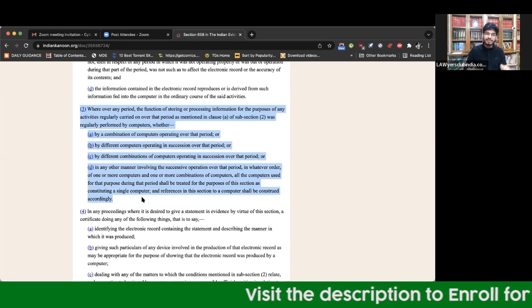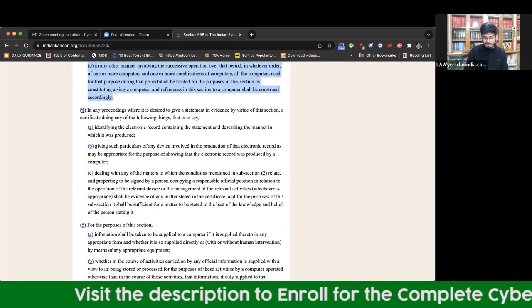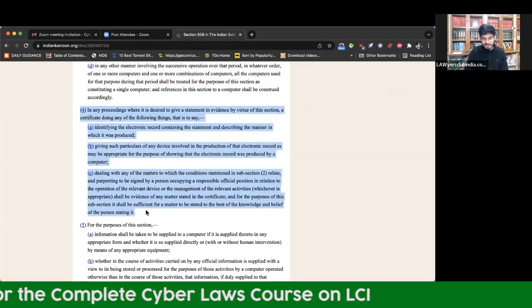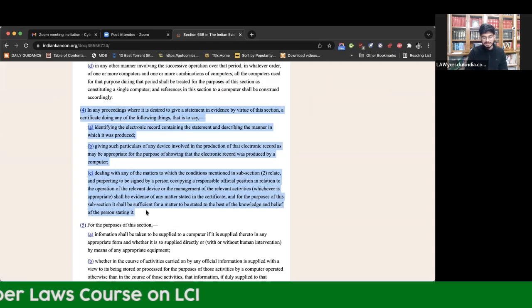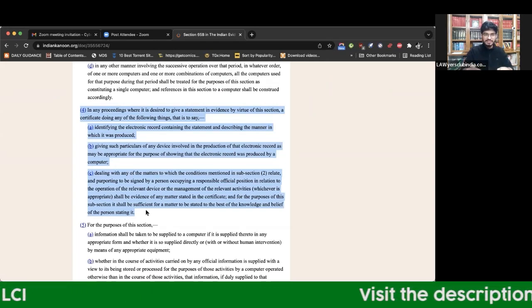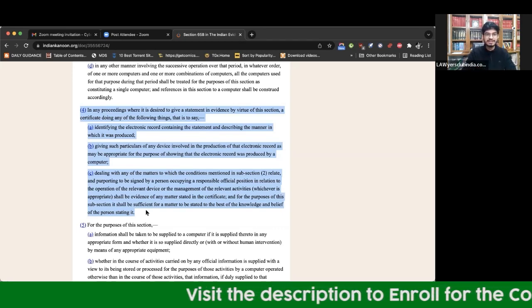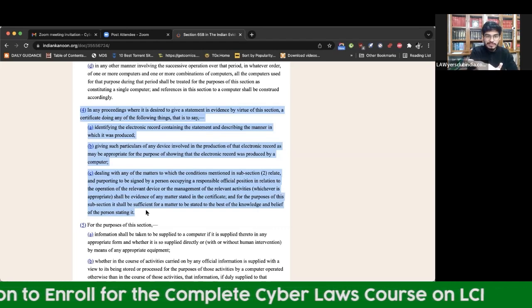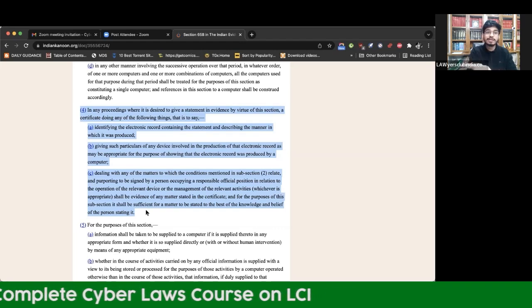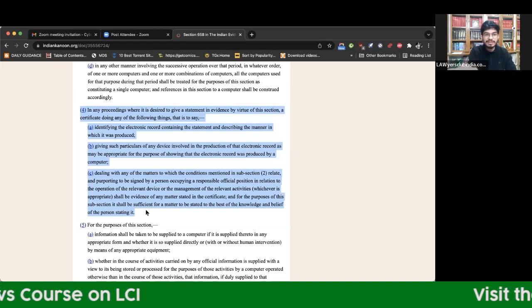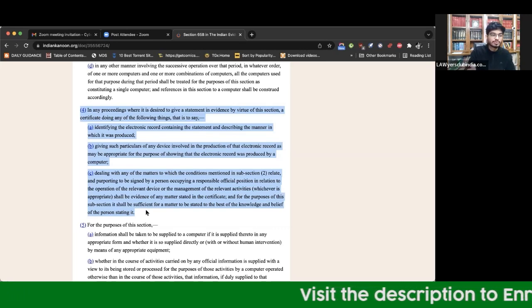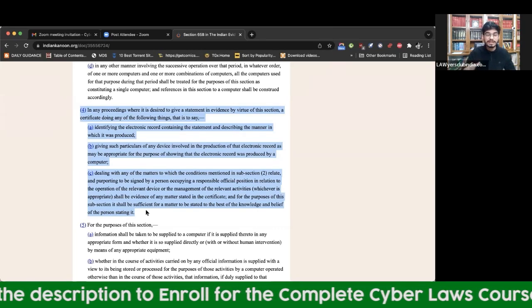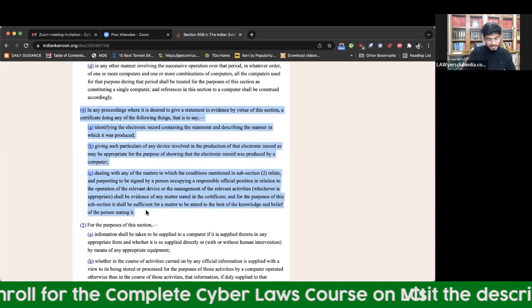Now we come to 4, which is very important procedurally, which talks about that in any proceeding where it is desired to give a statement in evidence by virtue of this section, a certificate doing any of the following things is needed. So first of all, this is where the certificate comes from. This is the clause that tells us that you have to bring in a certificate for whatever document you are trying to bring in electronic form or as a printout. This is in the form of an affidavit, for which you can go to Order 19 of CPC, where you'll find all the procedure about affidavits. Example, you will also find, like we talk about, we'll come to that later.